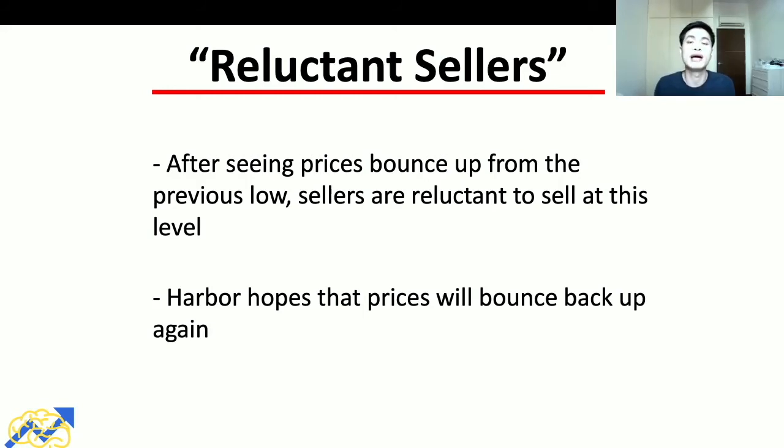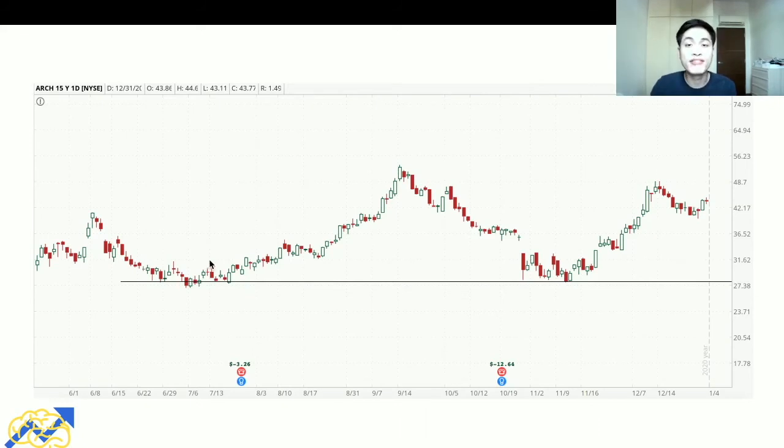After seeing prices bounce up from the previous low, these sellers are reluctant to sell at this price level again because they believe that prices are likely to bounce back up again. For this price chart taken from Think or Swim, the previous low was established at this price level over here. And after that, prices managed to rally a bit before prices declined.